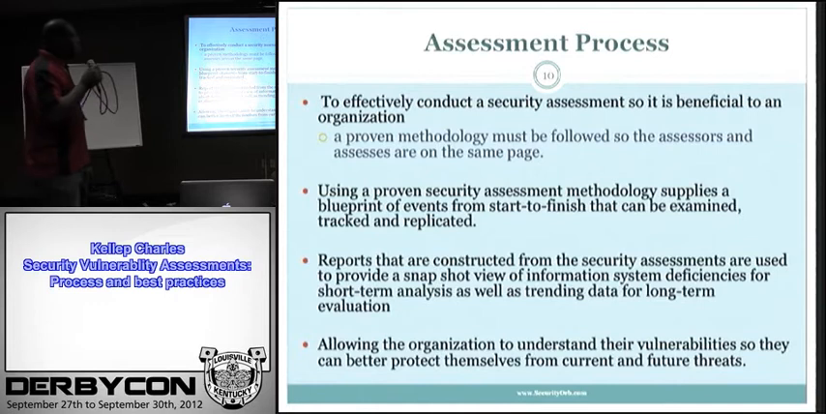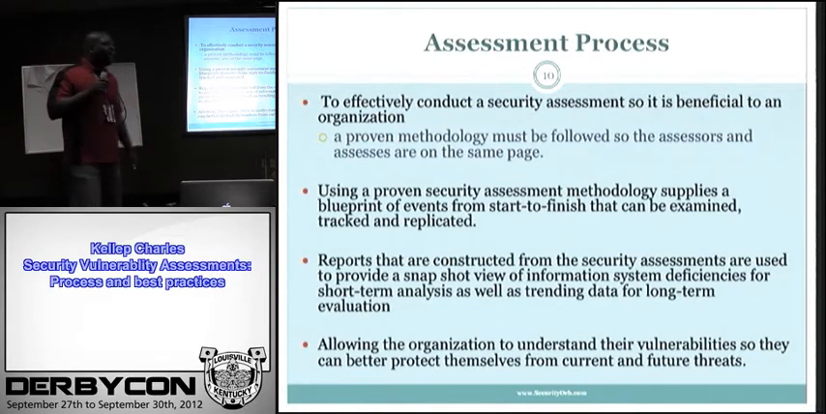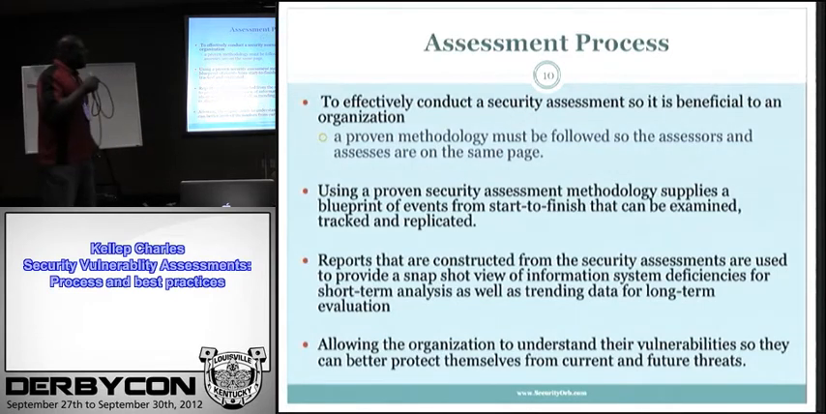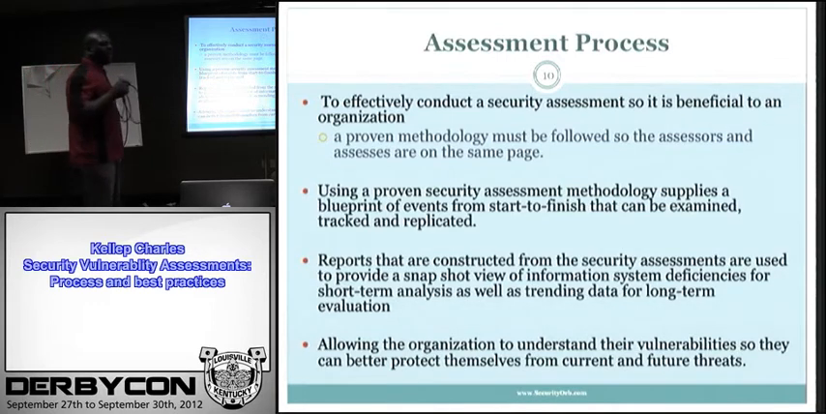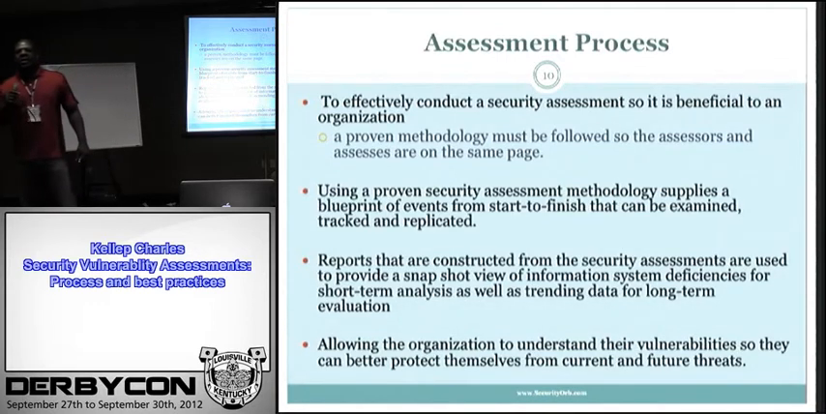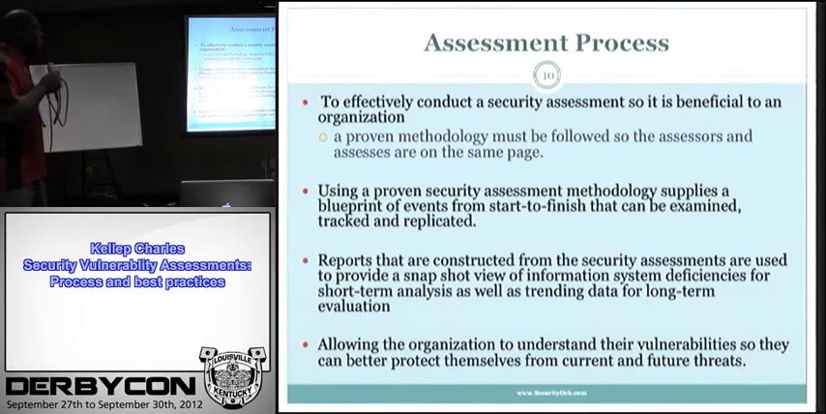So you want to choose a proven security methodology. Basically, by having it, you have a blueprint of how the process will go from start to finish. And it is also something that can be replicated. So if it's a monthly scan or a quarterly scan, the system administrator group, or the group that's being assessed, will understand the process each time. It's not something new each time.